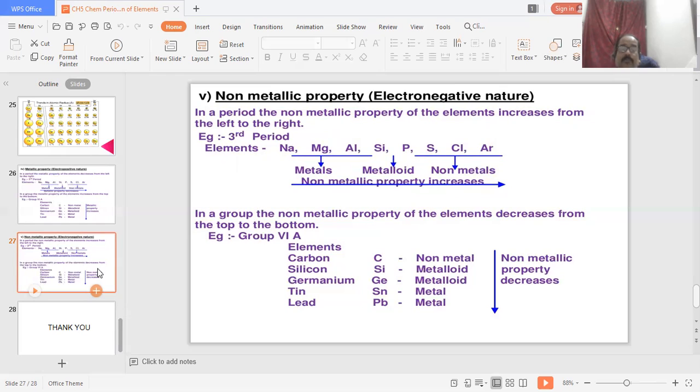of periods and group: non-metallic properties or electronegative nature. Just a small recap. In periods, when we move left to right, the electronegative nature increases, but in a group, when we move top to bottom, the electronegativity properties decrease. So these are the 5 points, and I hope you have cleared your concept, dear student.